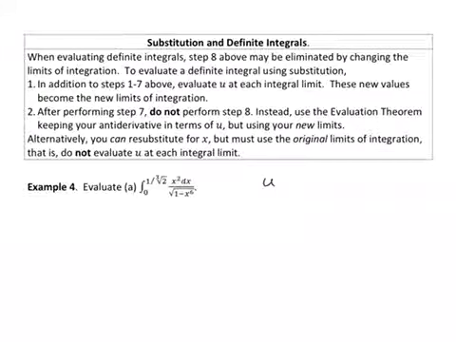I'm tempted to say that u is equal to 1 minus x to the 6th. But when I do du, I get negative 6x to the 5th. And when I compare that with the power of x I have up here, I only have x squared. So that didn't work out for me. So I'm going to need to do something different. So let's erase this.